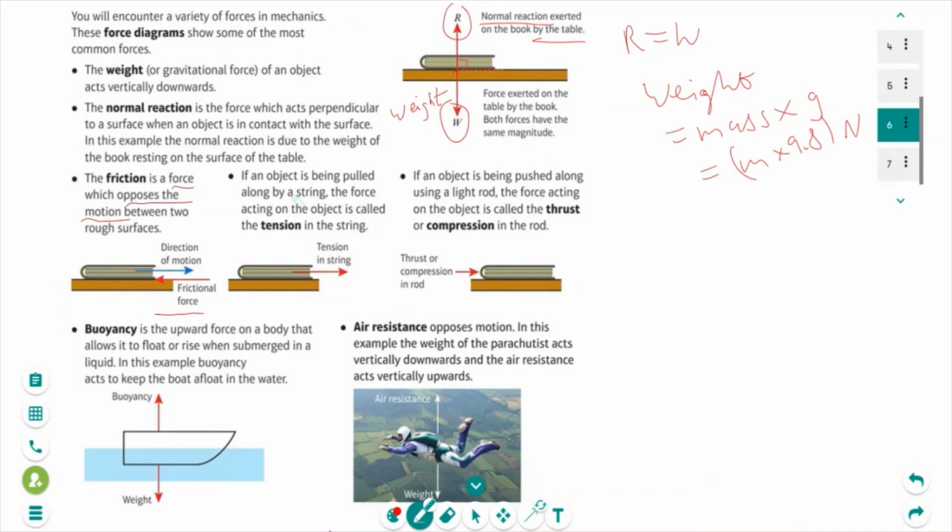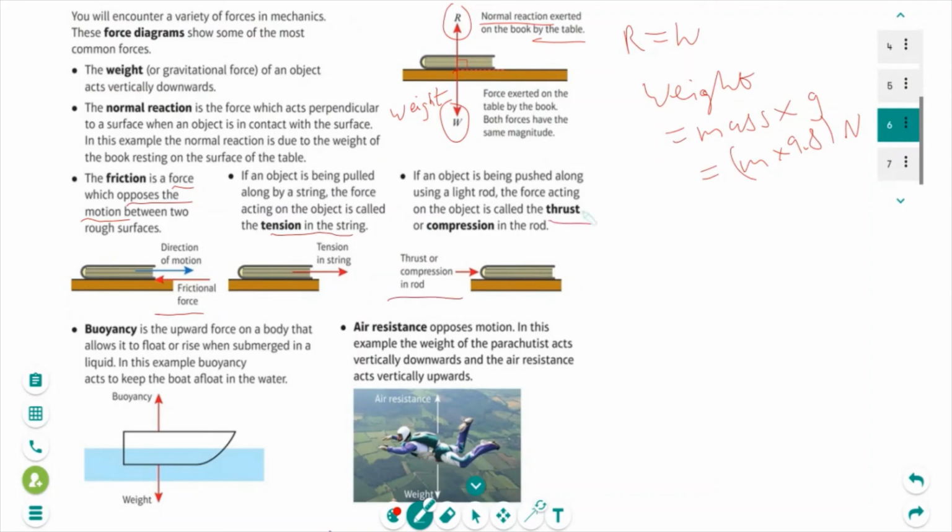An object is being pulled by a string. Okay, so you've seen this before. Then the force in the string is called tension. So we have tension in the string. That's the pulling force in the string. If an object is being pushed along using a light rod, that's called a thrust. So the thrust is like a pushing force. That's called thrust.